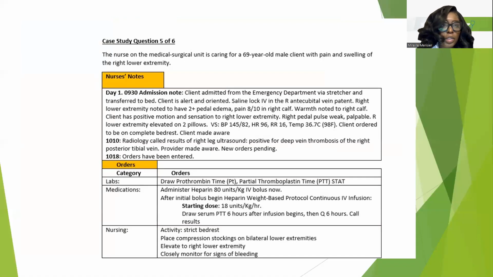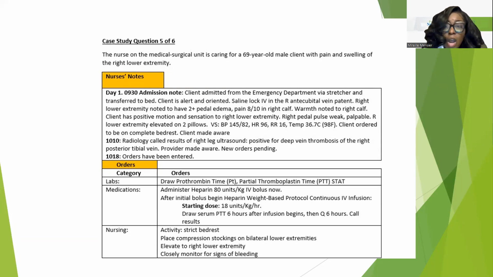Move on to the next question. The nurse on the med-surg unit, same patient, swelling, so on and so forth. You can see it keeps the notes together for you. So that was 10-10. We got the radiologist report that it came back positive for DVT of the right lower posterior tibial vein.